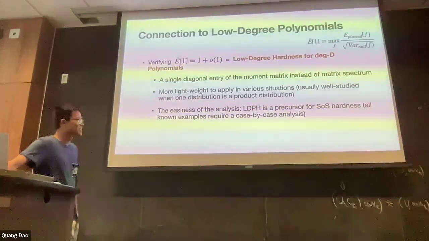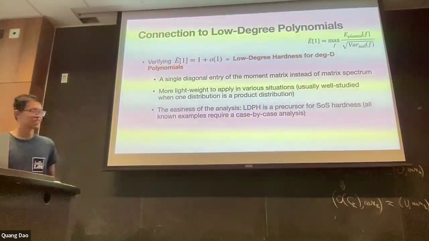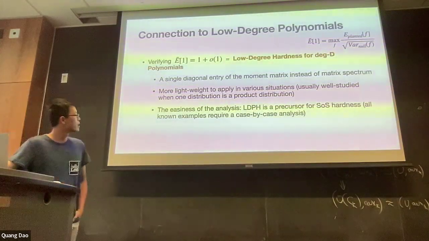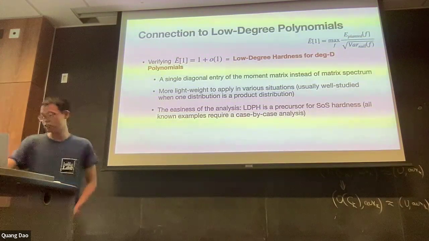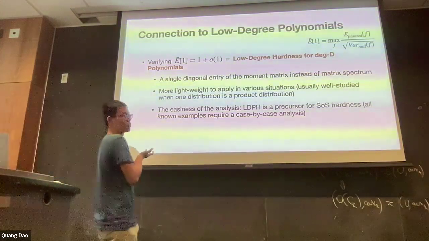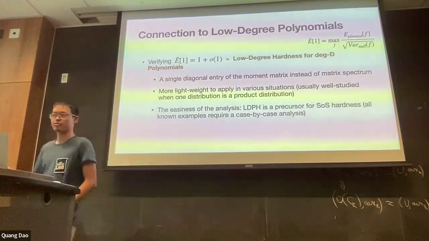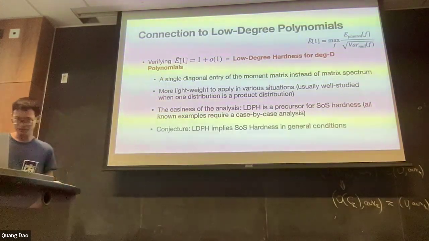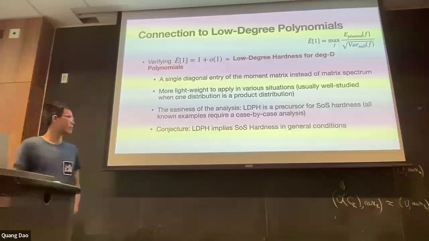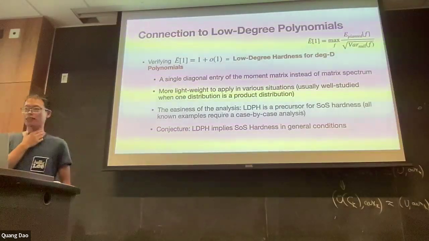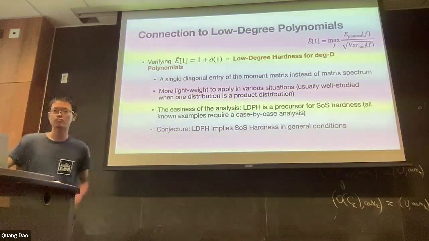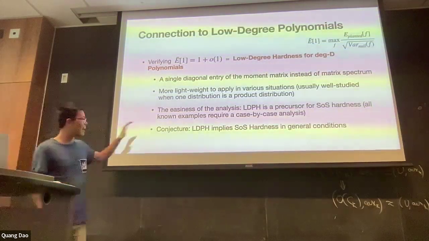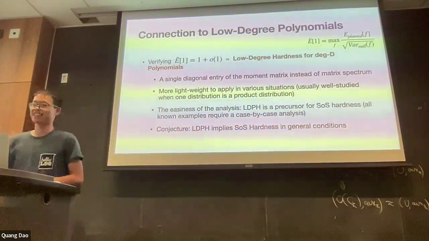That said, people do usually view low degree polynomial hardness as a precursor for sum of squares hardness. But this is usually not sufficient. There are a lot of examples where we know low degree polynomial hardness, but to get SOS hardness from there, we usually require quite intense case-by-case analysis. And an important conjecture in the area is that low degree polynomial hardness implies sum of squares hardness in general conditions. But I think we are fairly far from settling this conjecture because every example we know right now requires case by case.